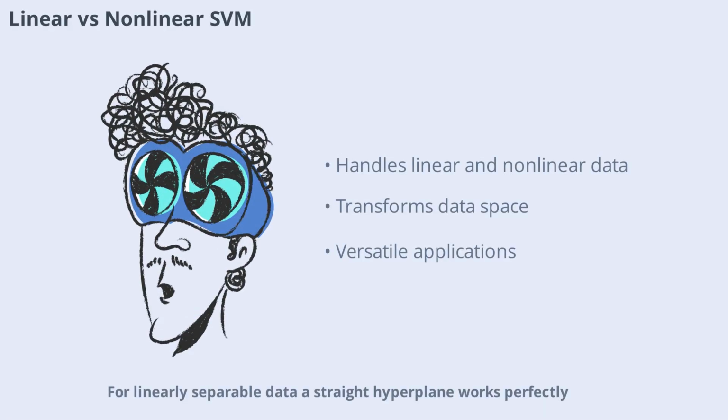SVMs can handle both linear and nonlinear classification problems. For linearly separable data, a straight hyperplane works perfectly. But what if your data isn't linearly separable? That's where nonlinear SVMs come in, using clever mathematical tricks to transform the data into a higher dimensional space where a linear separator can be found. This flexibility makes SVMs suitable for a wide range of real-world problems.